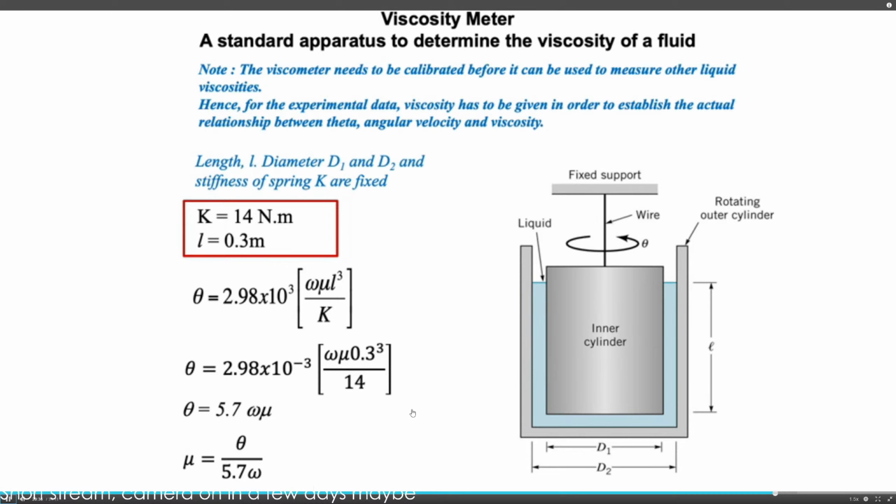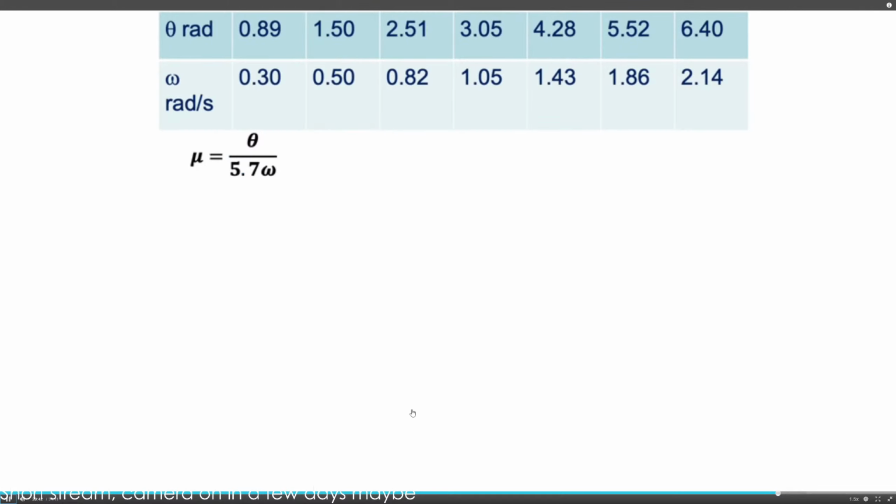Next week we will continue this application of dimensionless terms on modeling. Now this is the experimental data that we have. The viscosity of this given fluid was 0.5 Newton second per meter square. Let us check: if we use any of these omega and corresponding theta, will you get back 0.5 Newton second per meter square?